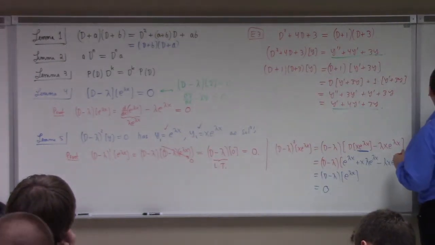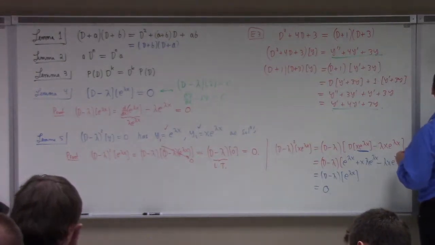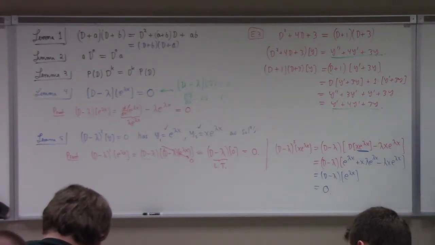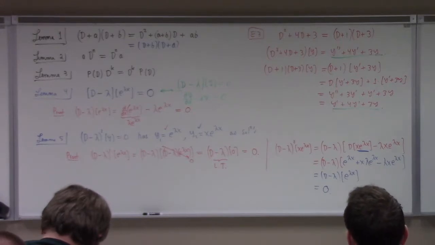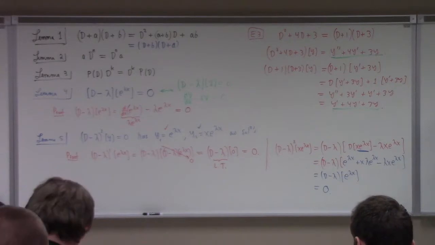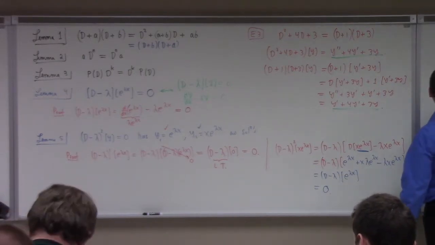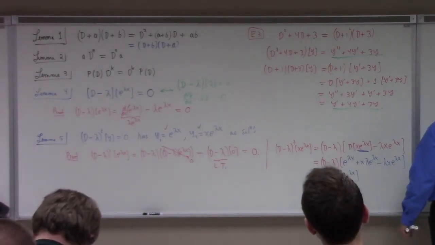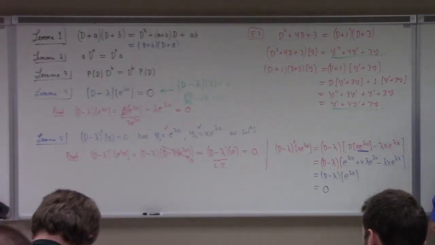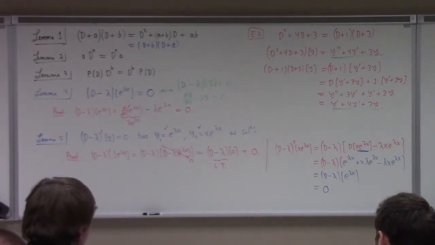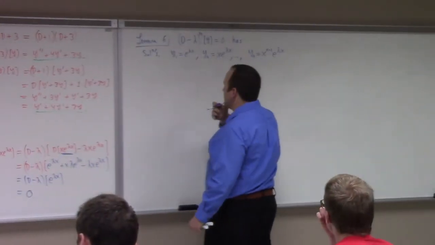Lemma 6: if we have d minus lambda to the nth power acting on y equals 0, this has solutions y1 equals e to the lambda x, no surprise there, y2 equals x e to the lambda x, and so forth and so on until we get to yn, which is x to the n minus 1 e to the lambda x.